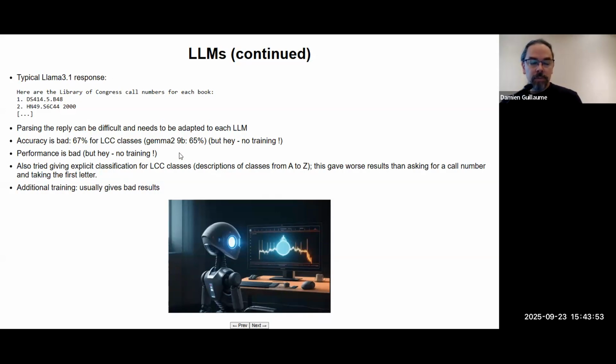We try explicit classification for LCC classes. Basically, I try to describe the classes from A to Z and then give rough results. These LLMs have some notion of what the call number is. We understand the format, what the different parts are, and we can generate them. Besides the first two letters, it's often kind of random, but just looking at the first two letters, it's very good in terms of accuracy.